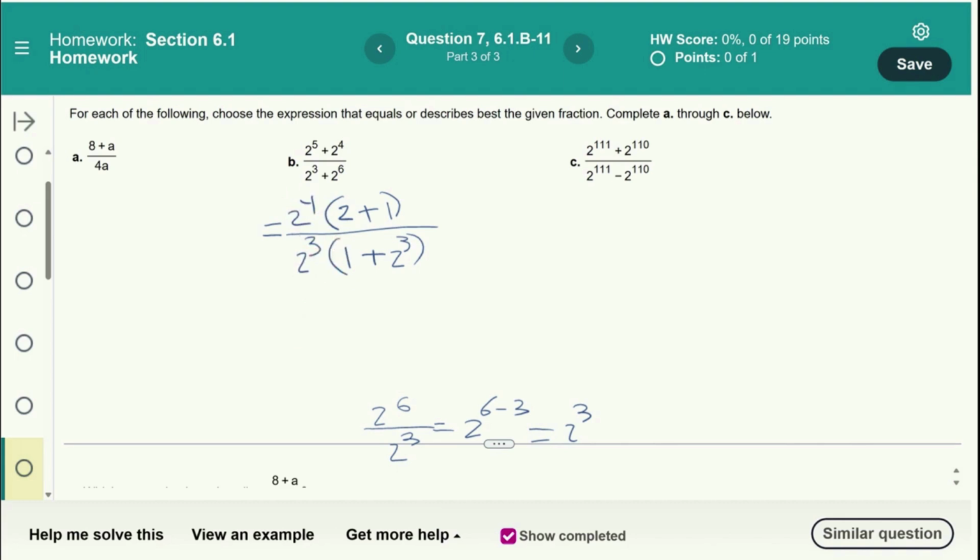That leaves you, of course, a 2 on the top. So I have 2 times, what is 2 plus 1? That's 3, right? And down below, we just have this expression. So 1 plus 8, right? Remember, 2 cubed is 8. So we get 9. So now, notice that the 3 and the 9 can cross cancel, leaving you a 3 on the bottom. So that expression becomes equivalent to what? 2/3. So that's how you would approach that.